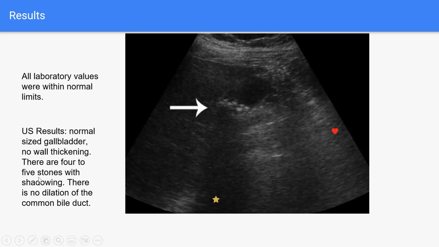Great. What about the no wall thickening? Thickening is a sign of inflammation. So this would be more suggestive of something like cholecystitis. Okay.